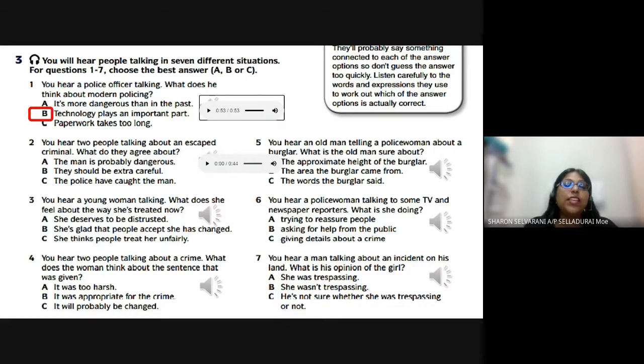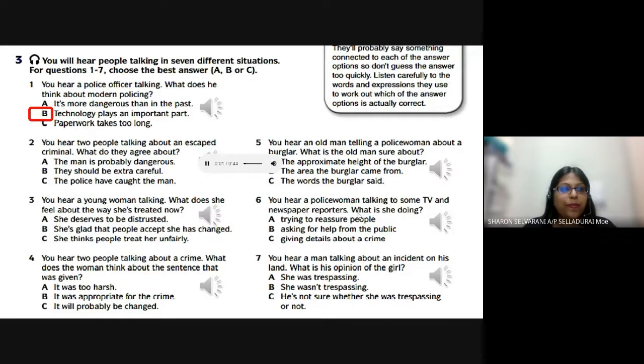Yes, the answer is B, because everything is now computerized. So they have more time to catch thieves instead of wasting their time on paperwork. All right, the word decrease means it has reduced. Okay, so let's look at number 2.